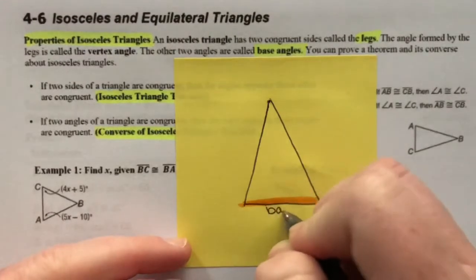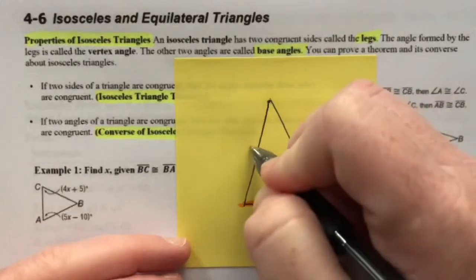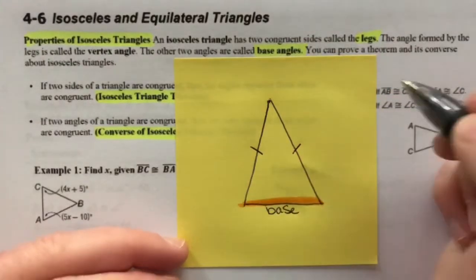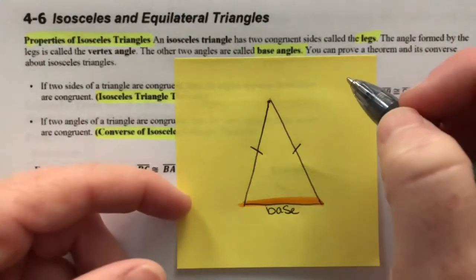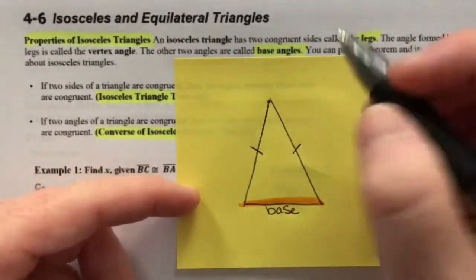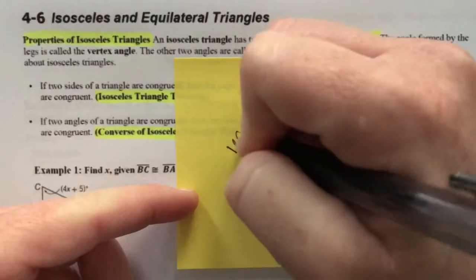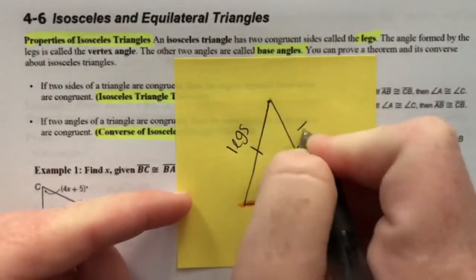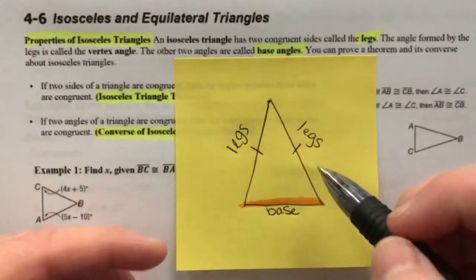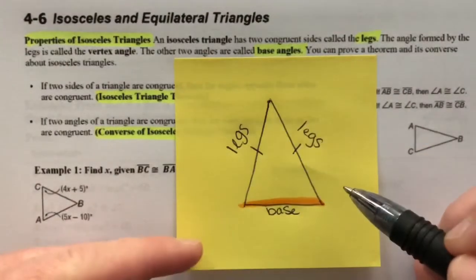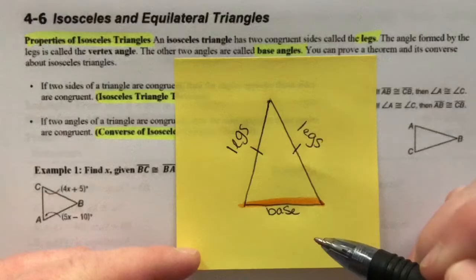This is our base. And then these two congruent sides, think of it like a party hat or an upside down ice cream cone, something like that. These two congruent sides, we call these the legs. Think about it: you have two congruent legs. Not everybody's legs are congruent, but two congruent legs. So the two congruent sides of an isosceles triangle are the legs. The third side is the base.